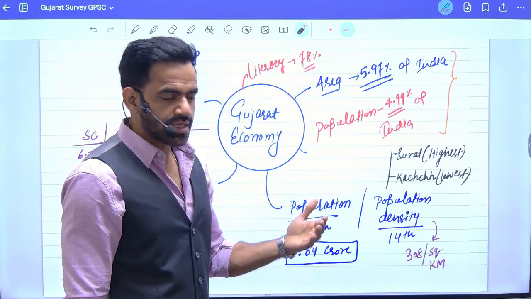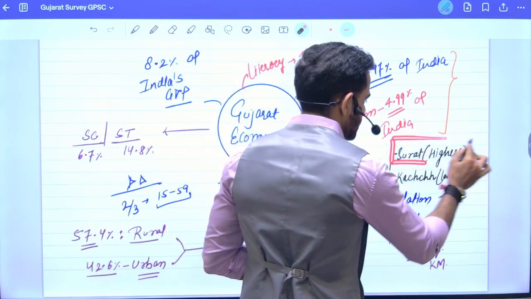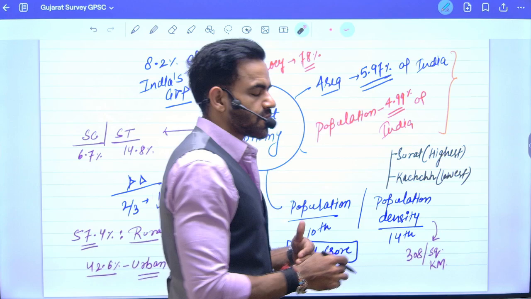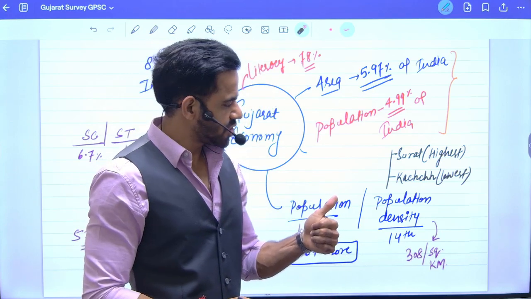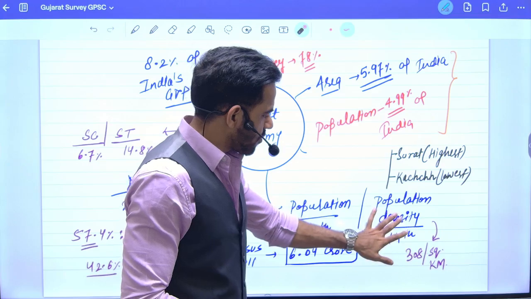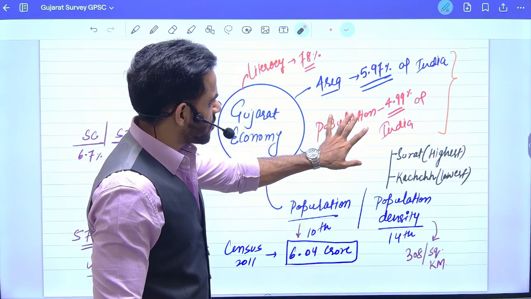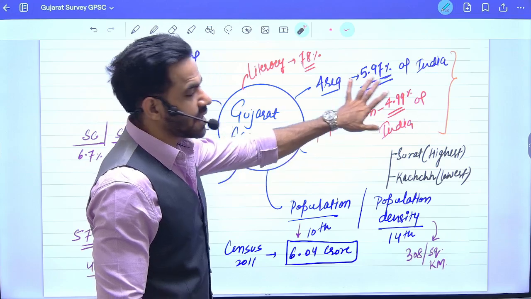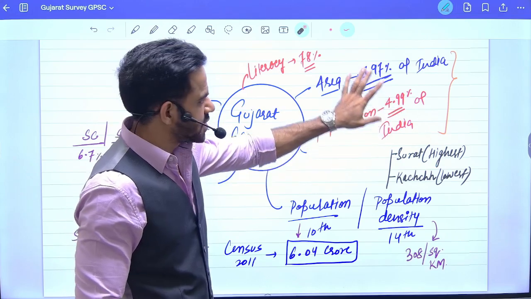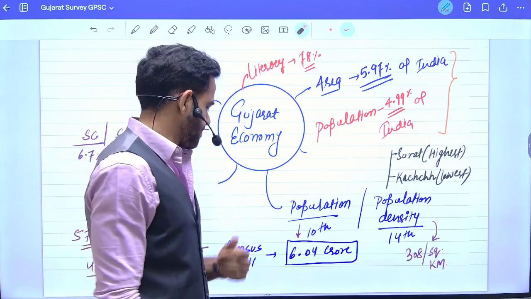In terms of population density, Surat is on top position and Kutch is on bottom position. This is about population density. This is about the population in comparison to India. 5% of India's population, 6% of India's area, 78% of literacy.